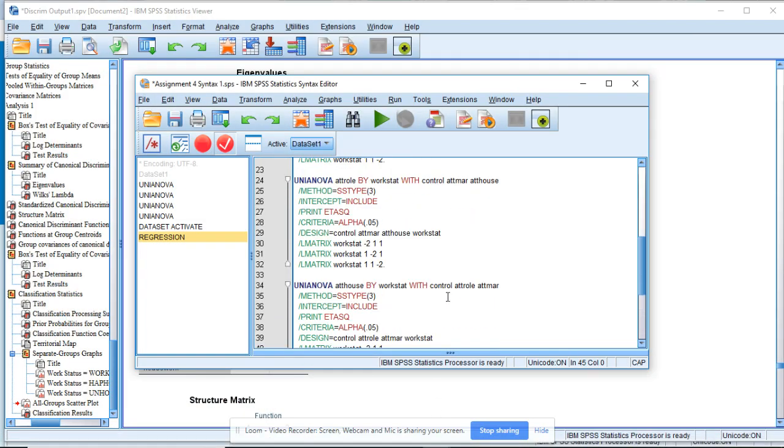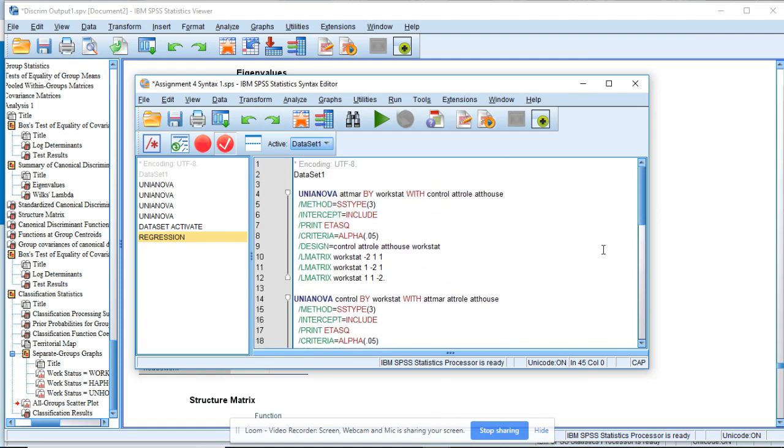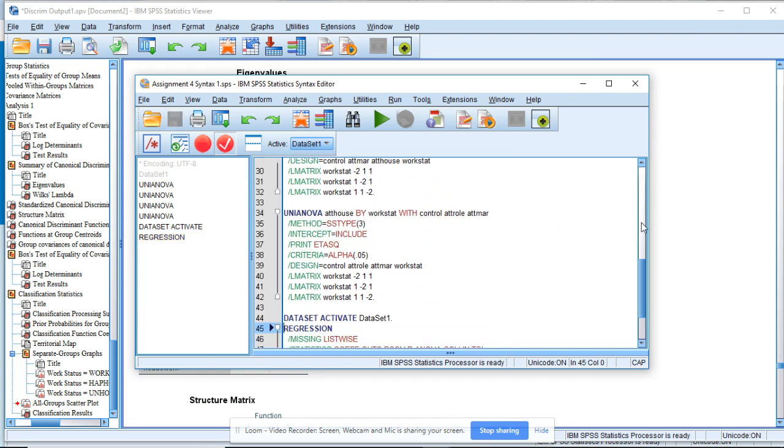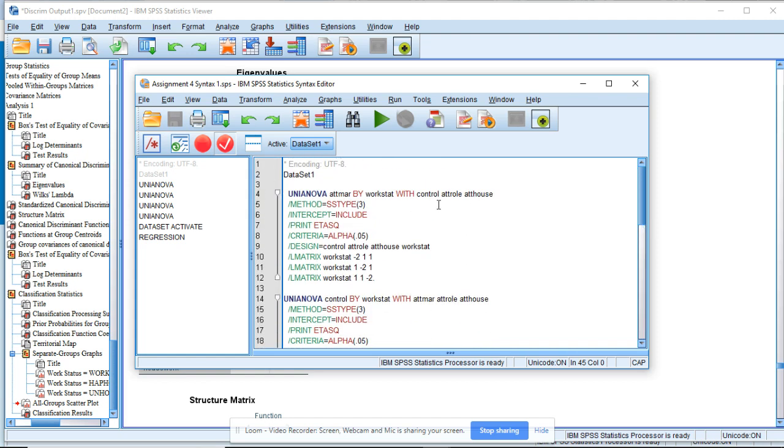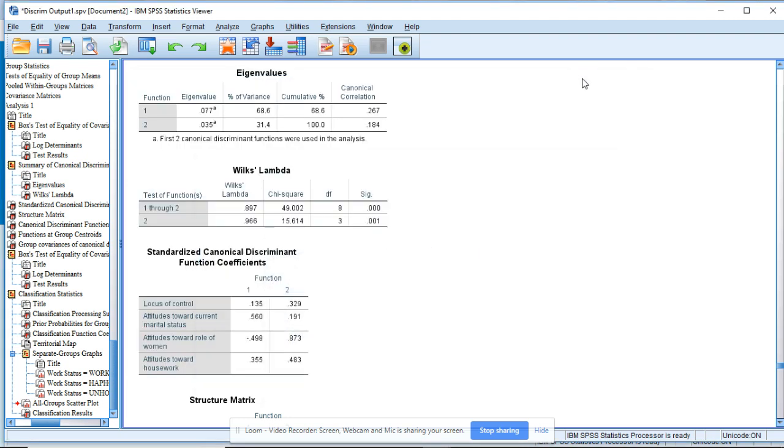All right, so that was from our regression, but going up here, and let's click save on this. Okay, so here we're going to do an analysis of variance. We're taking each predictor variable at a time and holding the others as covariates. And we're doing it by the work status group.